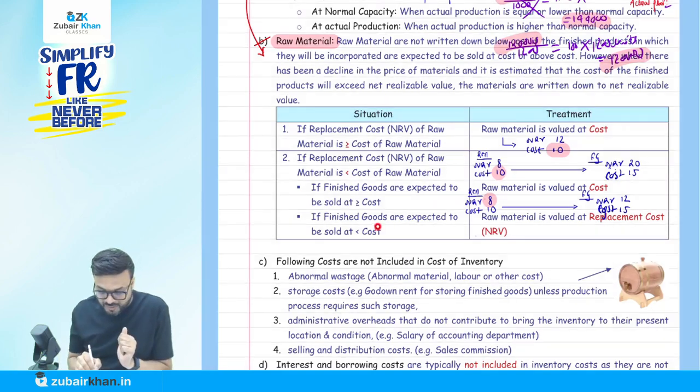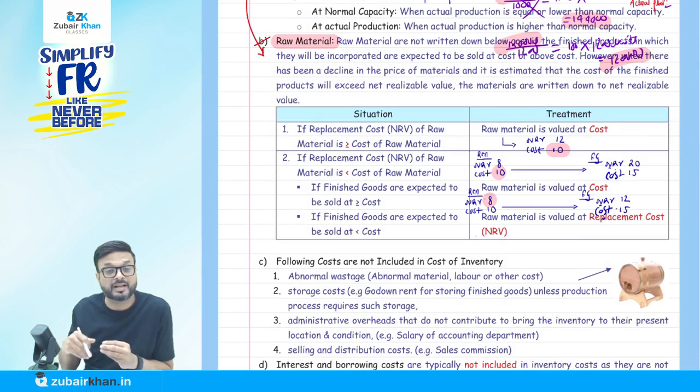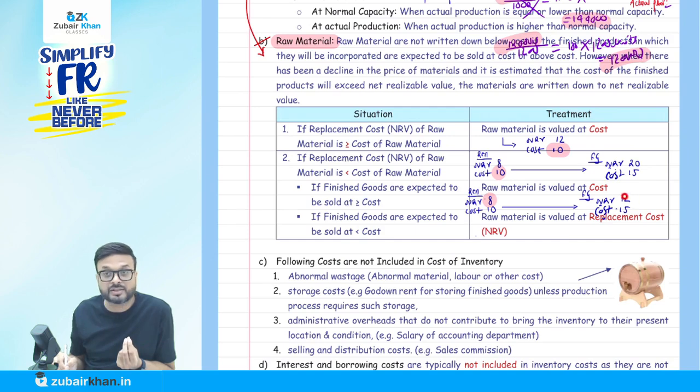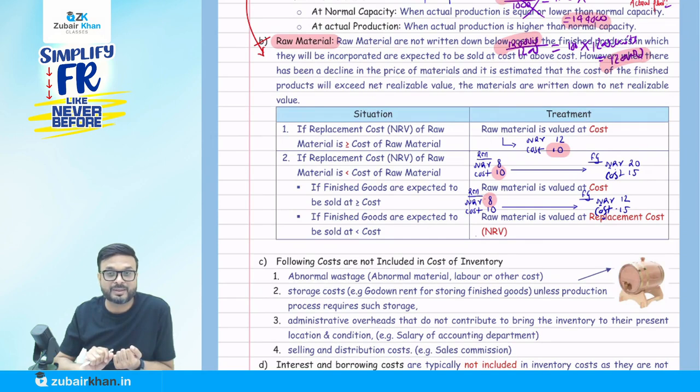Okay. If the finished goods are expected to be sold at lower than the cost. Let's take a figure again. My NRV is 8, cost is 10. So lower is 8, but wait, exception, I will go to the finished good. In case of finished good, NRV is 12 and the cost is 15. It means that here, finished good is also going to be sold at a loss. NRV is 12 and the cost is 15. It means the finished good will also be sold at a loss. So what is going to happen now?